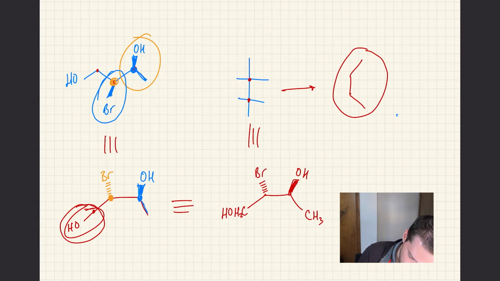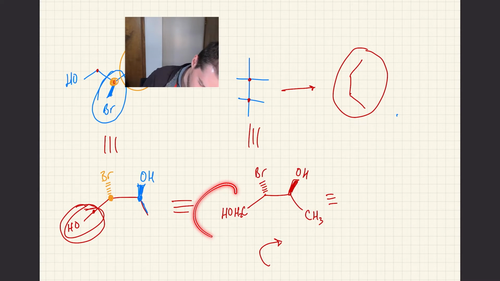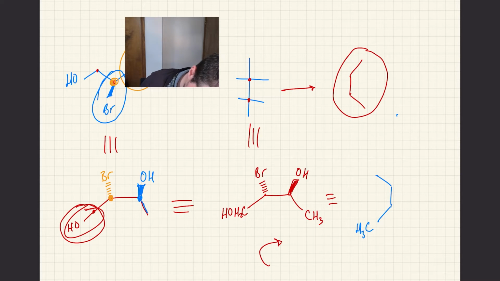Now I want to flip this so that my most oxidized carbon is going to be at the top. So let's redraw this again. We're going to have that. There's my H3C. There's my HO H2C. And all I'm doing is flipping it. So this bromine is still to the back. This hydroxide is still to the front.